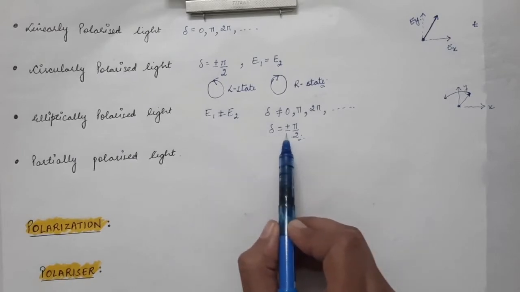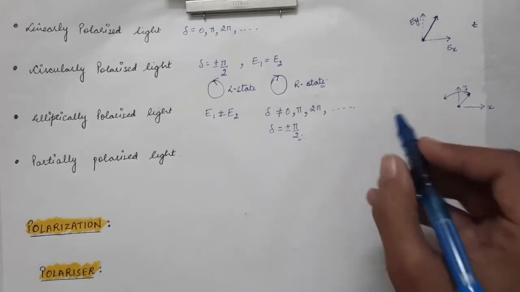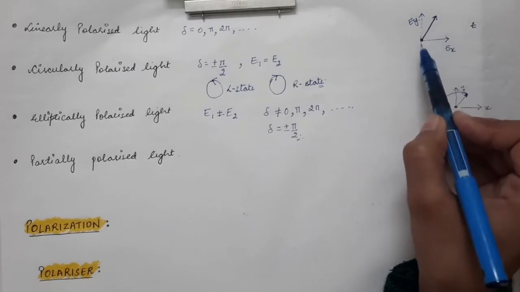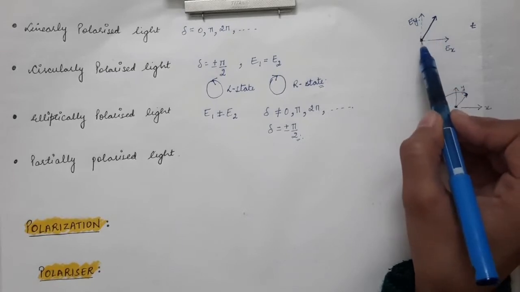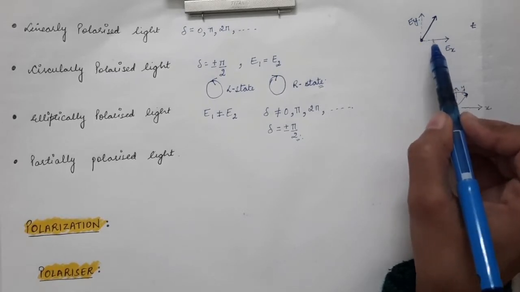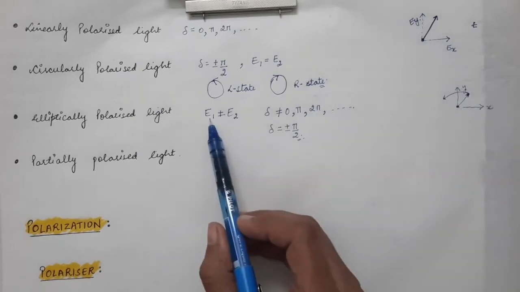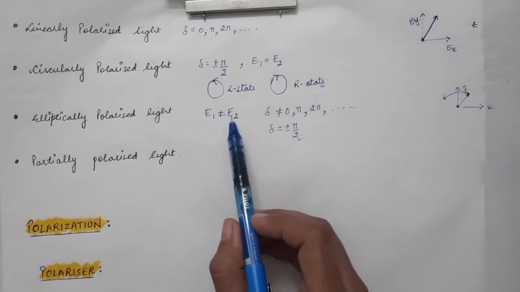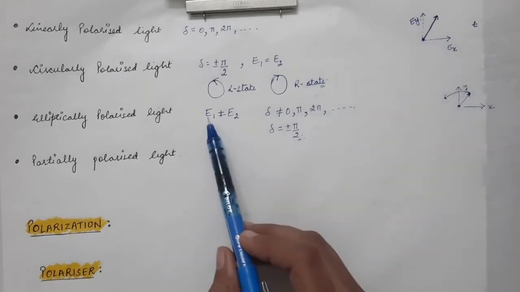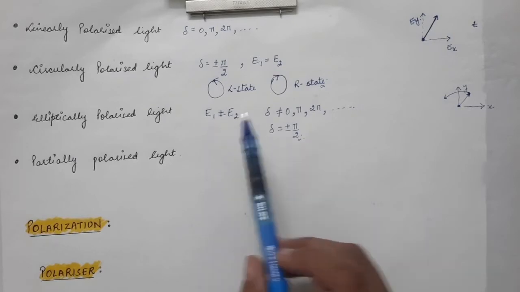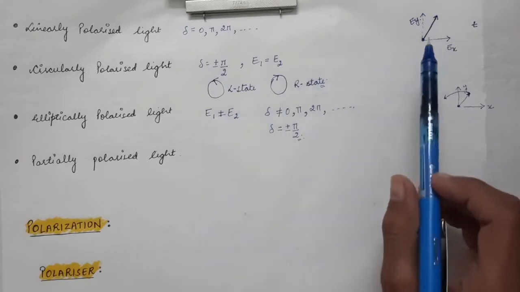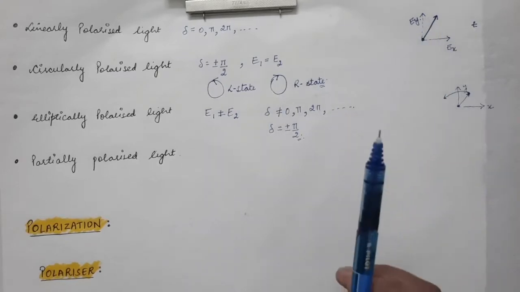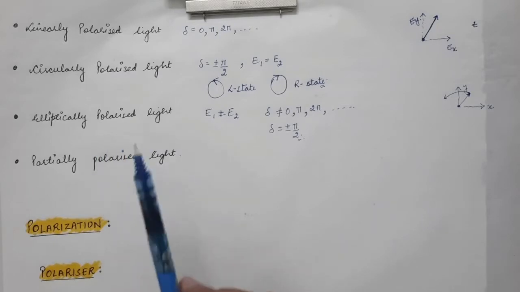But the difference will be that the ellipse will have its major and minor axes along the coordinate axes. Either it will have the major axis along the y-axis and the minor axis along the x-axis, or the other way around. That depends upon the values of E1 and E2. If E1 is greater than E2, where E1 is the amplitude along the x-axis, then the major axis of the ellipse will be along the x-axis. And if E2 is greater than E1, then the major axis of the ellipse will be along the y-axis. So this was the third type of polarized light.